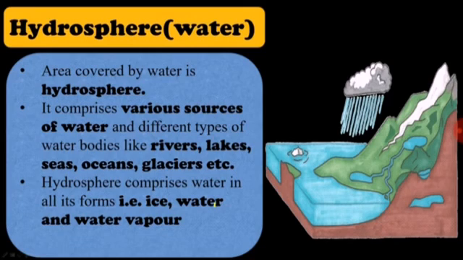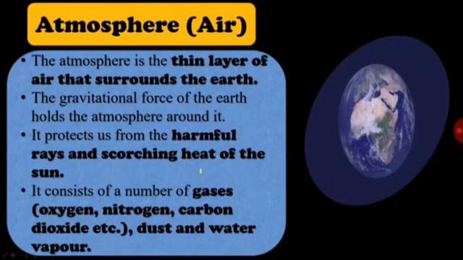Next is hydrosphere. What is hydrosphere? The area covered by water is hydrosphere. It means all the water bodies which we see on the land are hydrosphere. It comprises various sources of water like rivers, lakes, seas, glaciers, etc. And it is also present in the forms of ice, water and water vapor. It means water is present on the earth in three forms: ice, water and water vapor. So this is also a very important part of the environment.